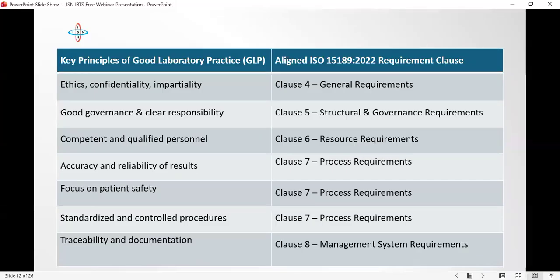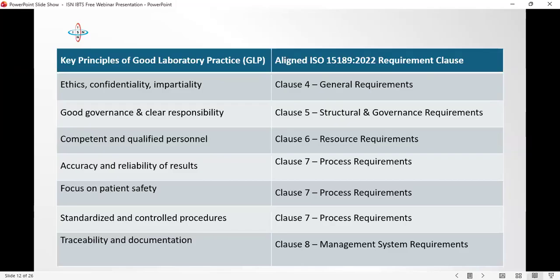In recent times, because of the harsh economic situations, you know that when most scientists take a vow, we said we shall do no harm and we shall maintain the ethics of the profession, confidentiality of the patient, and impartiality, in the sense that we cannot be swayed to change our results anyway. You can find out in clause 4 of the ISO 15189:2022, the general requirement of what is needed to be happening in the lab.